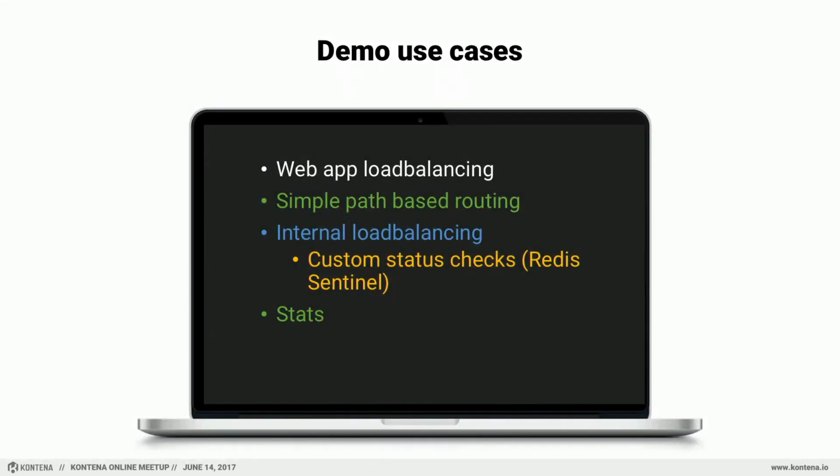So for the demos, I have a couple of different use cases. First one is the typical web application load balancing, again with the boring to-do web application. Then I'm going to show an example on how the path-based routing works on the load balancer. Then one example on internal load balancing, where a stack that's installed brings its own load balancer, and that also uses some custom status check, kind of cool hacks, so to say.